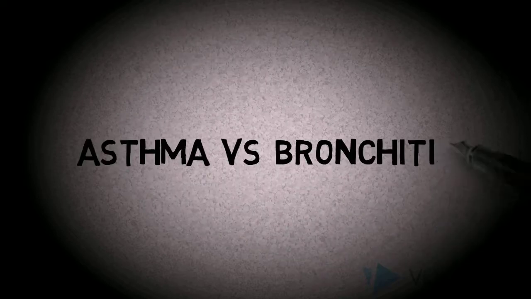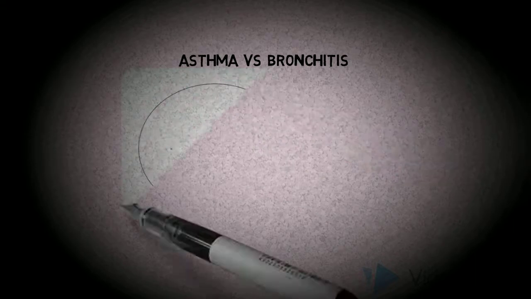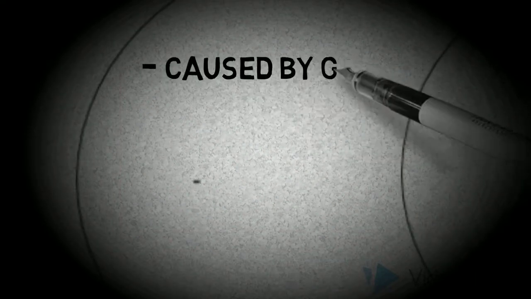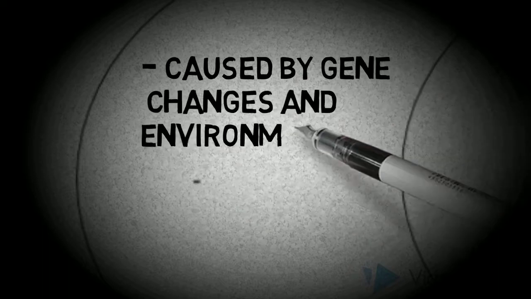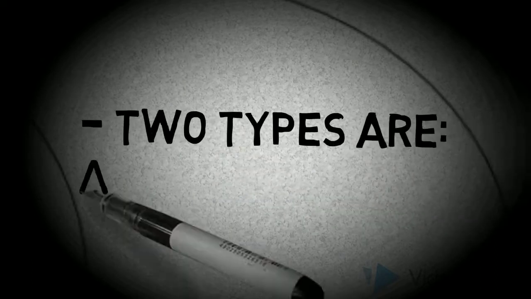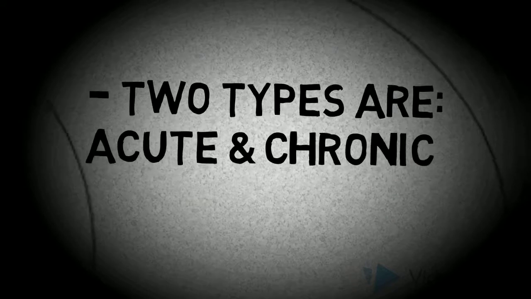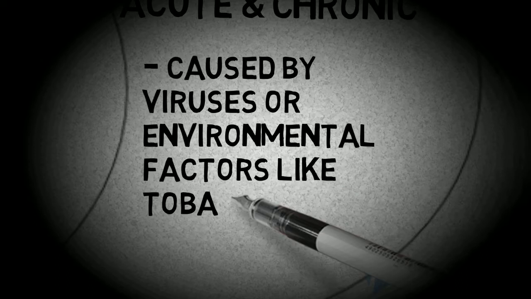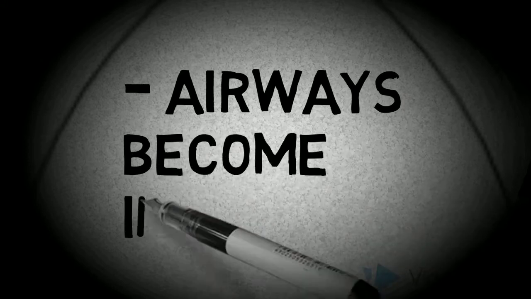Some minor respiratory disorders include asthma and bronchitis. Asthma is caused by gene changes and environmental triggers like pollen and dust in the air. There are two types of bronchitis, acute and chronic. Both are caused by viruses or environmental factors like tobacco smoke and pollution. One thing that these two disorders have in common is that the airways become inflamed.